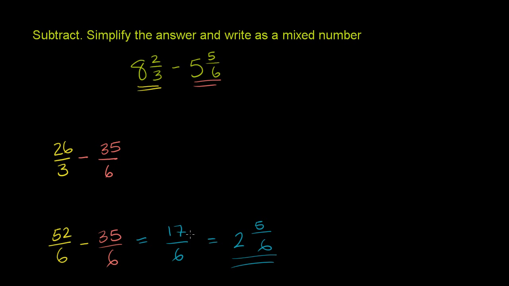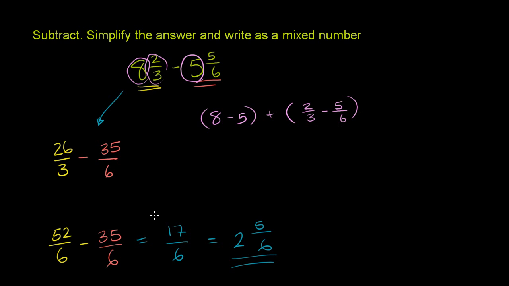And we're done. Now this is kind of the improper fraction route, which will always work. Sometimes it's easier or harder, but it will always work. Actually, either route will always work, but I tend to do it this way. But let's do it separating out the whole number and the fractional parts. So first we could view this as 8 minus 5. That's subtracting the whole number parts, plus 2/3 minus 5/6.